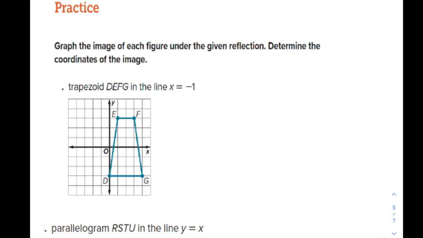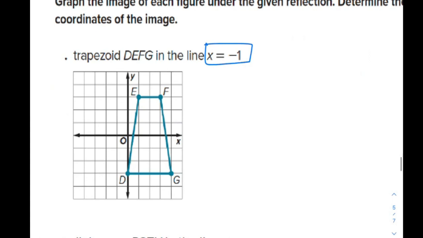Graph the image of each figure under the given reflections. Determine the coordinates of the image. We have here the line x equals -1. If you don't want to use rules, then draw x equals -1, a vertical line, and count 1, 2. From the other side, 1, 2. So this will be E prime. Mirror. From F to the axis, count 1, 2, 3, 4. From the other side, 1, 2, 3, 4. So exactly here, F prime.